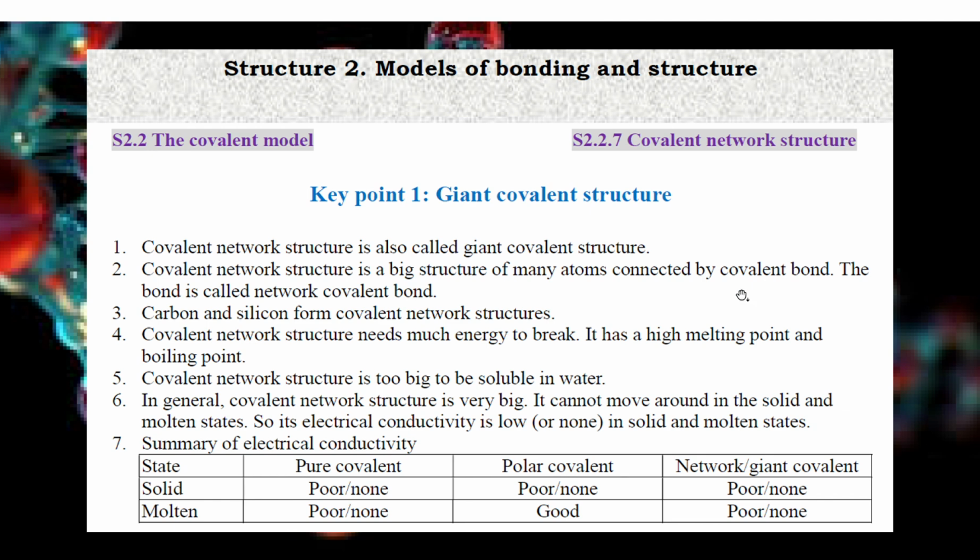So, for example, carbon and silicon, they can form 4 covalent bonds with each other. Right? So they are good candidates to form a giant covalent structure. We'll discuss them one by one. Some similarities but some differences between them.